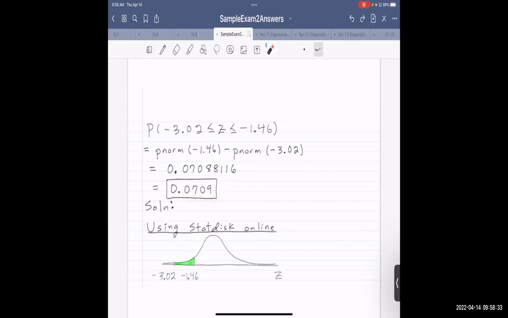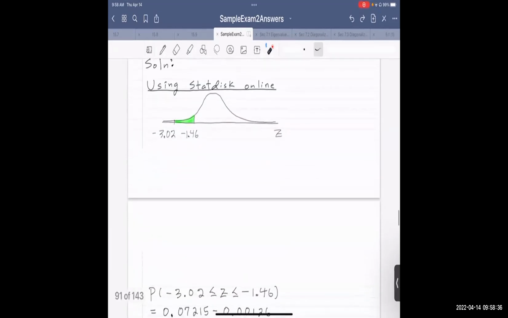Rounding this to the nearest ten thousandth, 0.0709. I can also do this using StatDisk Online.